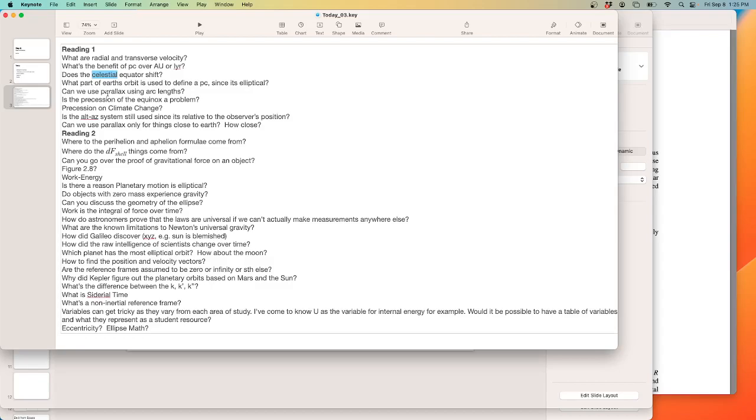Let's see. Is the precession of the equinox a problem? No, because we know about it and we can take it out. We just figure out how much the precession is and we take that out. I'll talk about precession in a section.